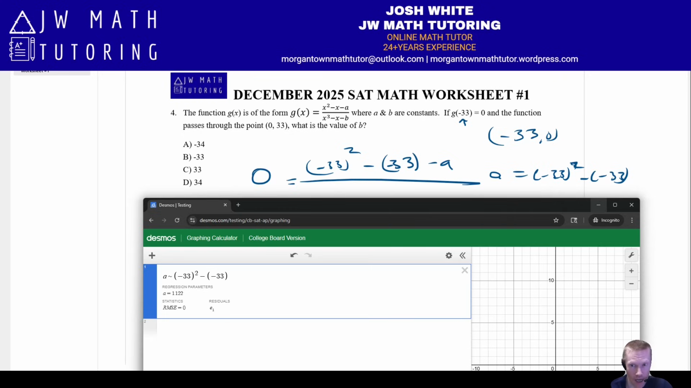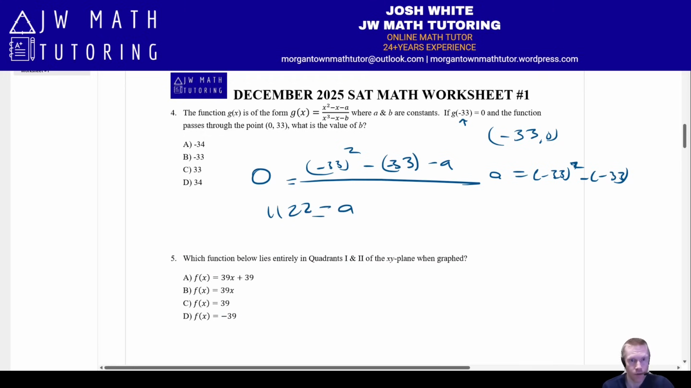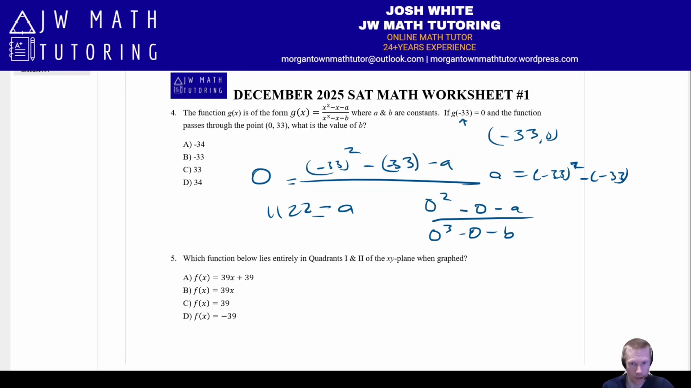Technically, we need to solve for a in order to get b, because if we use the second point now and plug that in, notice it's like 0 squared minus 0 minus a over 0 cubed minus 0 minus b, and this is equal to 33. If you didn't know a, you couldn't solve this for b. So that's why we technically have to solve for a first, at least if I'm doing this by hand.